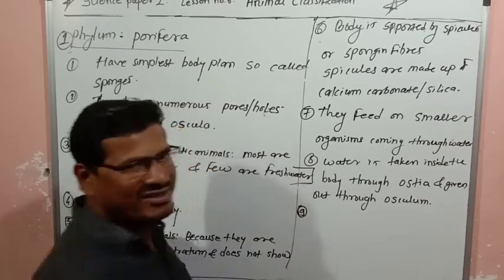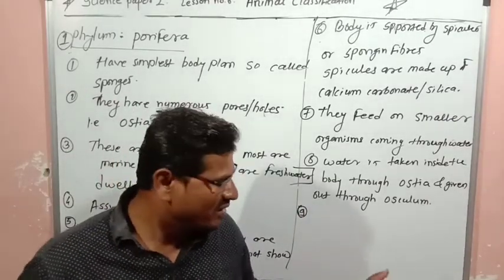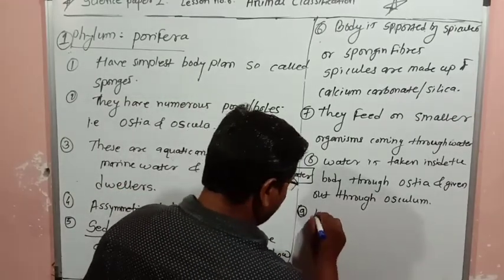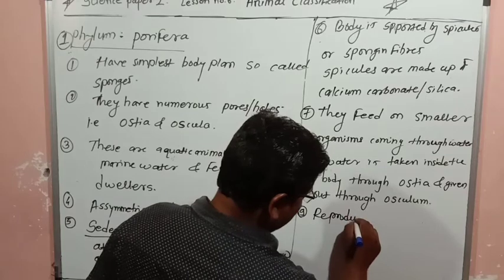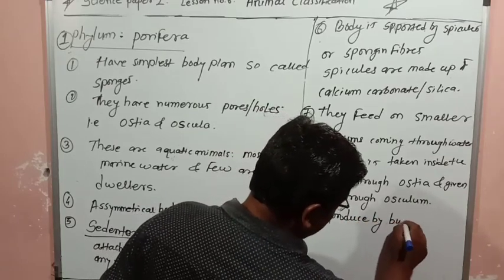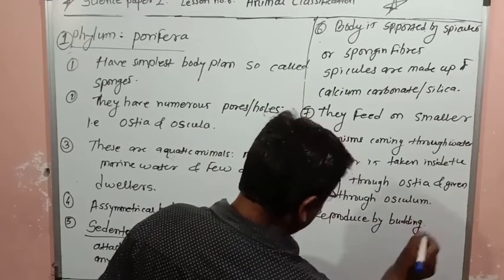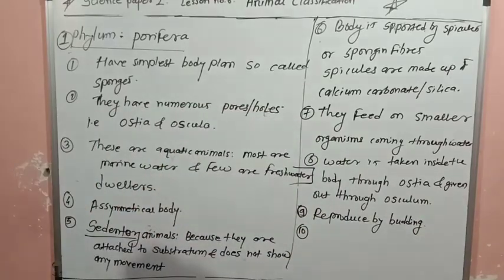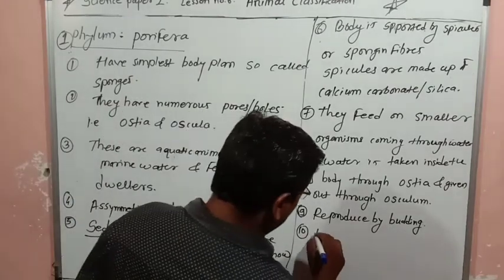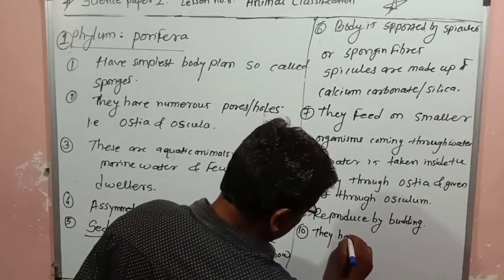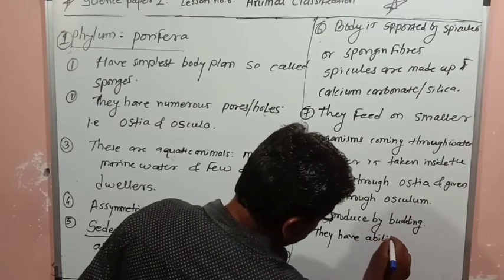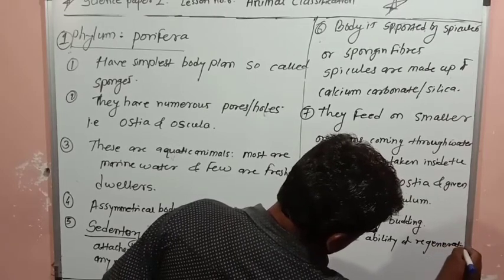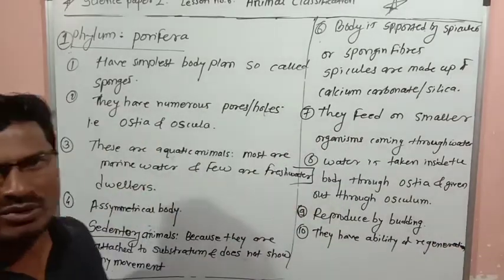Then the ninth point is that they reproduce by budding, which is asexual reproduction. And the tenth character is that they have the ability of regeneration, that means the body gets developed from their body parts.